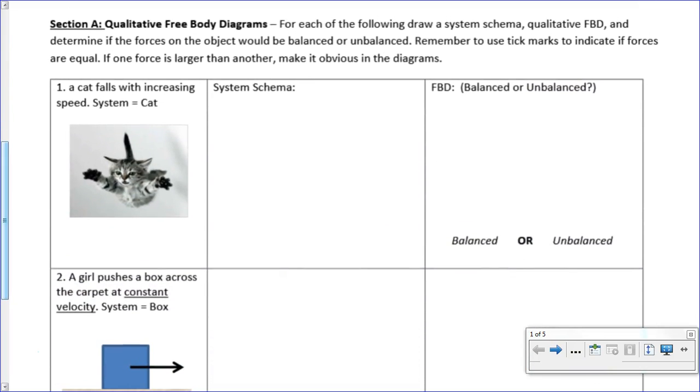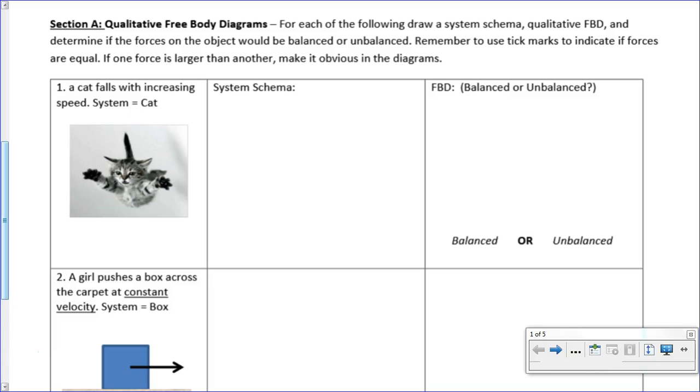Going down here to section A and practicing these skills, the first one here is making free body diagrams and system schemas. So it says here, we're going to start off, we read the situation. I think the next good step is to figure out whether it's balanced or unbalanced, make the system schema, make the FBD, and that's sort of the order that I'm going to go in.